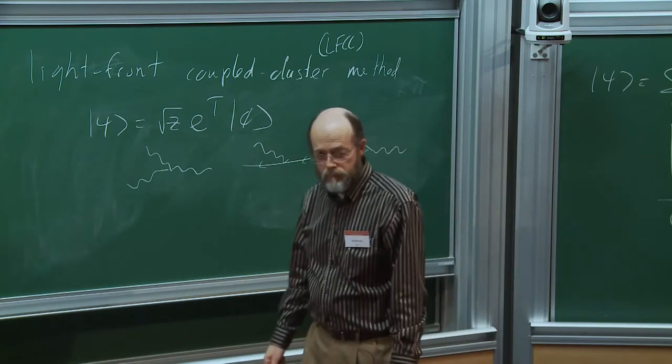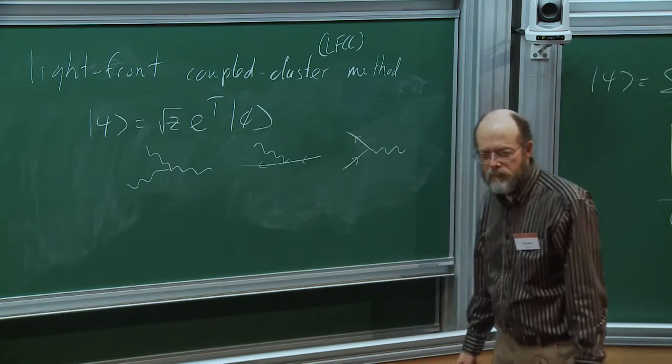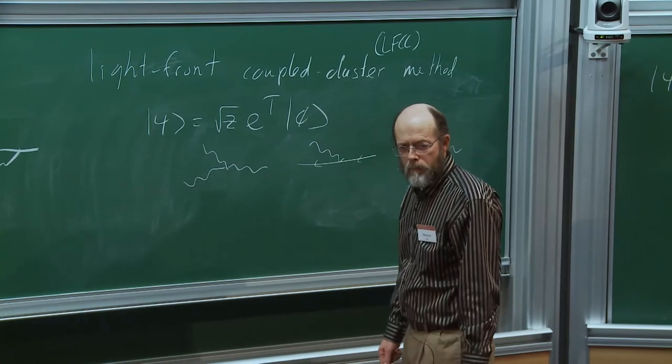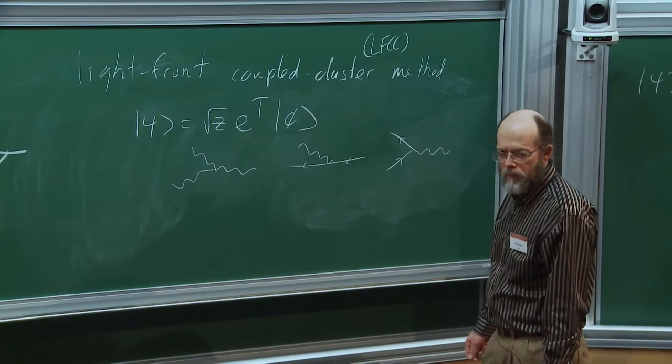Once you truncate to, let's say, just this diagram, is there a physics reason to expect that this should be a good approximation?